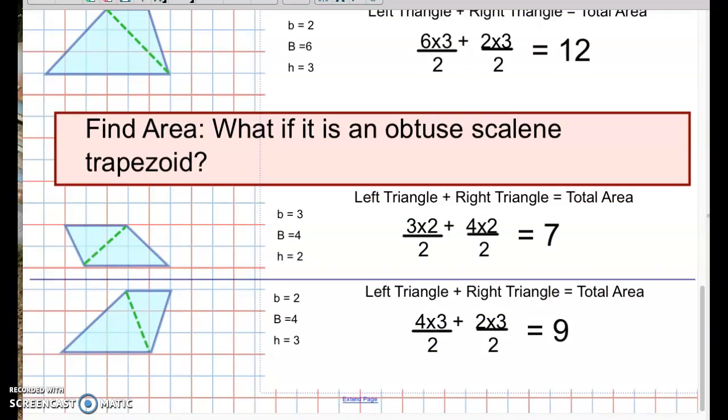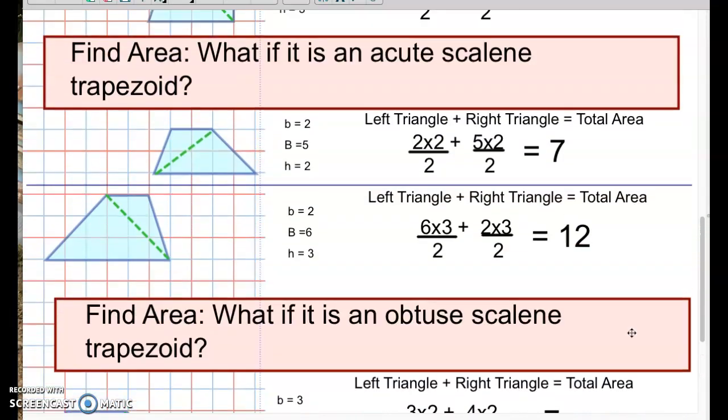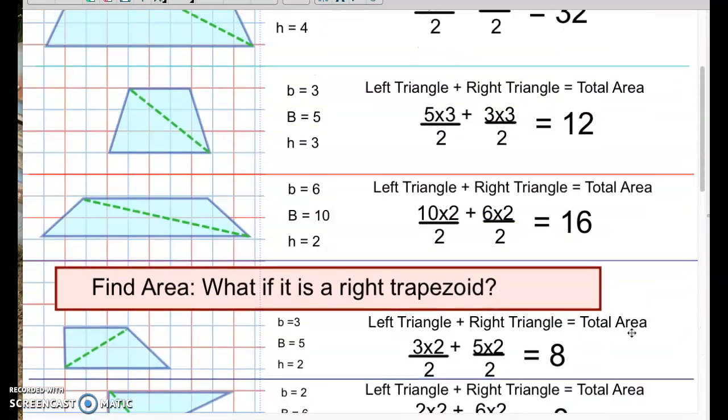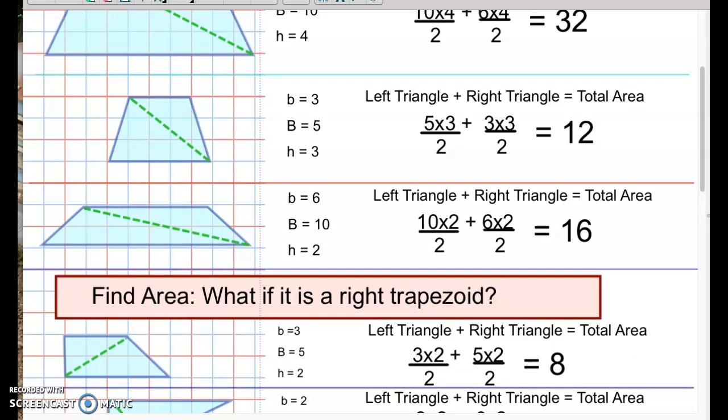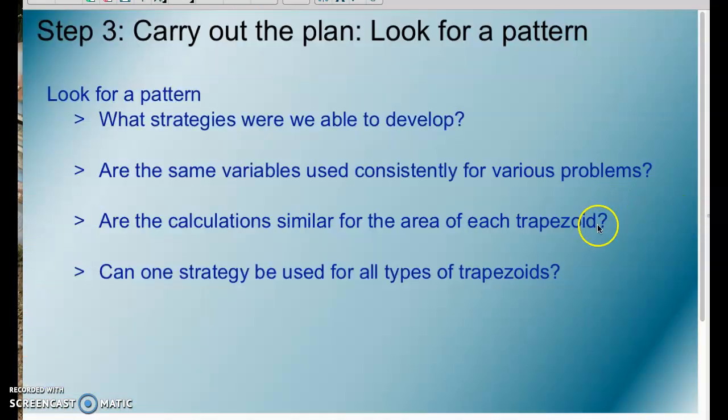Now, we have found a method that is successful in calculating the areas. Now, our last task here is to look for a pattern, and we're still carrying out our plan. What strategy were we able to develop? Well, we cut our trapezoid in half into 2 triangles. So our 2 triangle strategy was a success. We were able to find the area of all the trapezoids that we set up. And we considered all of the different types of trapezoids, so that was good.